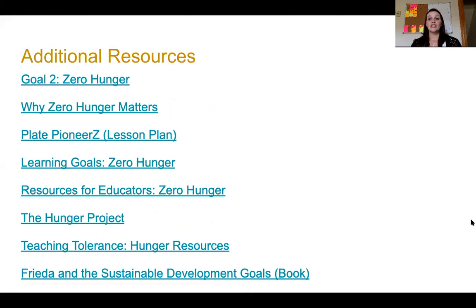Additional resources. The United Nations and some of the Global Goals and Teach SDGs organizations have put together some amazing stuff, so I've linked several of them here for you. There are some specific to Goal 2, Zero Hunger, like from the UN. Plate Pioneers is another good one, with some learning goals and resources for educators there. The Hunger Project is another one to definitely check out.